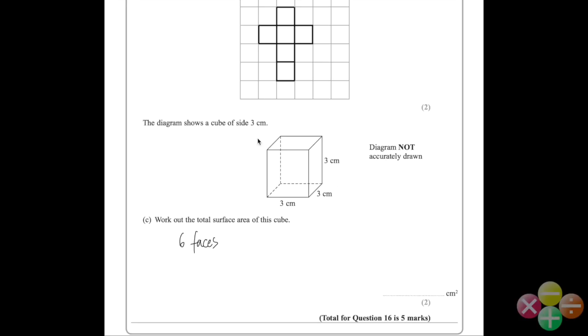Now we can either count them on our 3D model here, or if we look back, we can see on our net that we have 6 faces on our cube. Now, if we work out the area of one face, well, it's 3 centimeters long by 3 centimeters wide, which gives us 9 centimeters squared. If we know the area of one face, we can simply multiply our 9 centimeters squared for one face by 6, which gives us 54 centimeters squared.